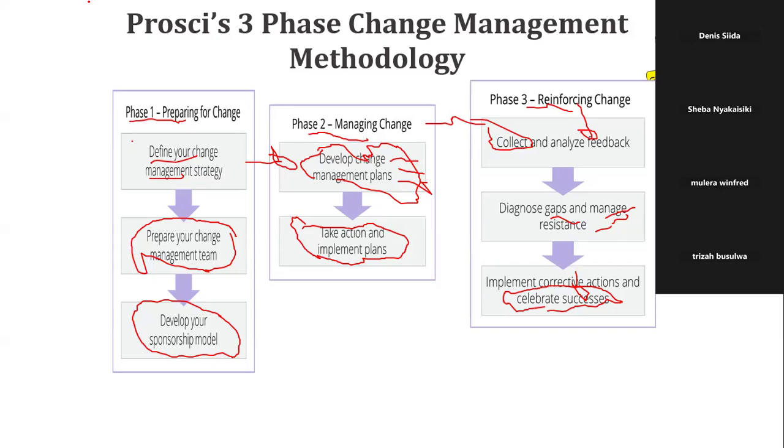Yes, Doctor, thank you so much once again. I just wanted to give Winfred a bit of confidence about stakeholder management and change management.